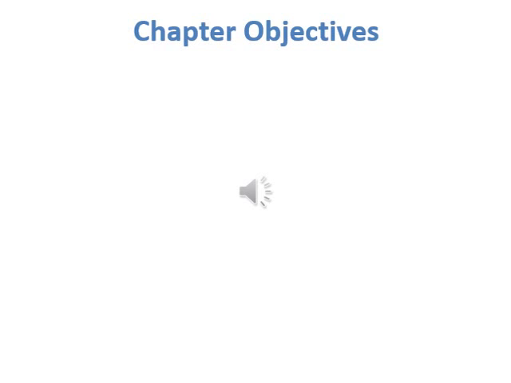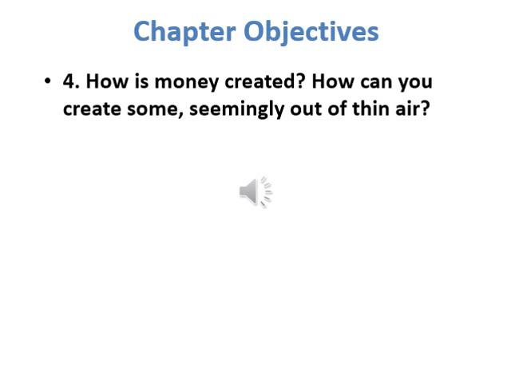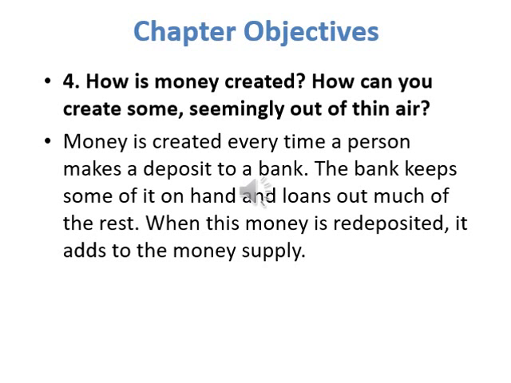Chapter Objectives. 4. How is money created? How can you create some, seemingly out of thin air? Money is created every time a person makes a deposit to a bank. The bank keeps some of it on hand and loans out much of the rest. When this money is redeposited, it adds to the money supply.